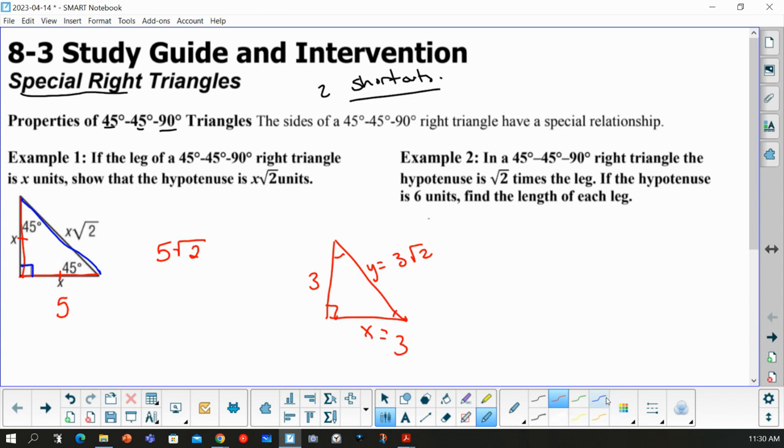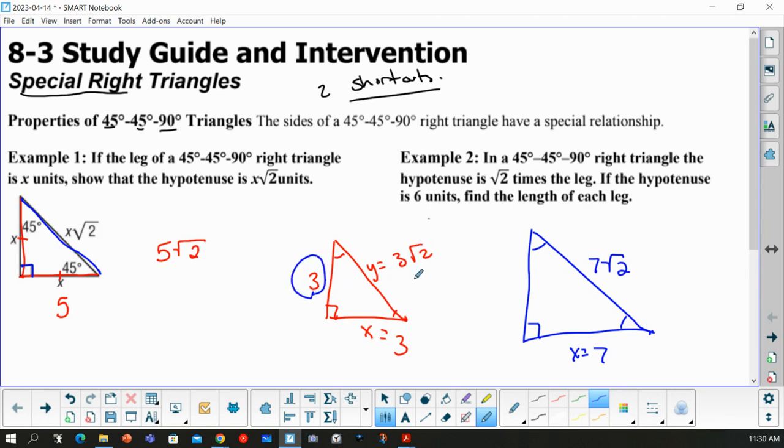Okay. If on the other hand, let's say they gave you one and they said, this is 7 root 2. And this is a 45-45-90 triangle. What's this right here? Well, 7 root 2. Well, think in reverse, right? If it's 3 root 2, it's 3. 7 root 2, this would be 7. So it's going to be really easy ones like this, where they either give you the 3 and you have to find 3 root 2 for the hypotenuse, or you have to have it like this.